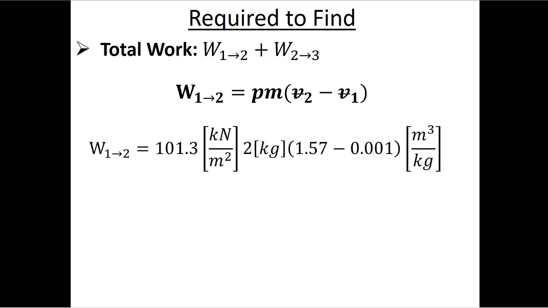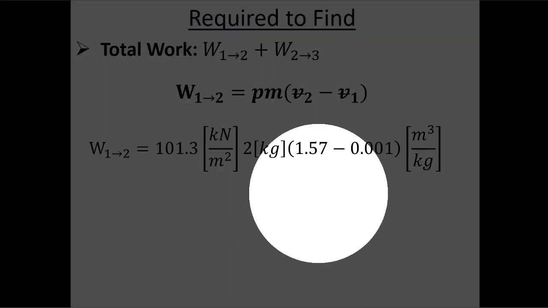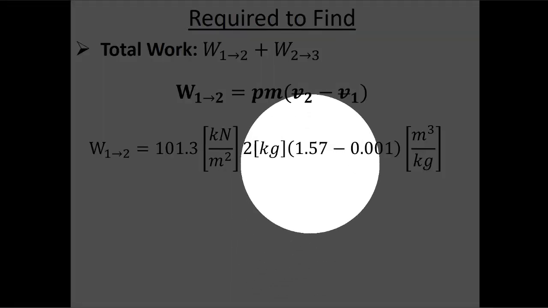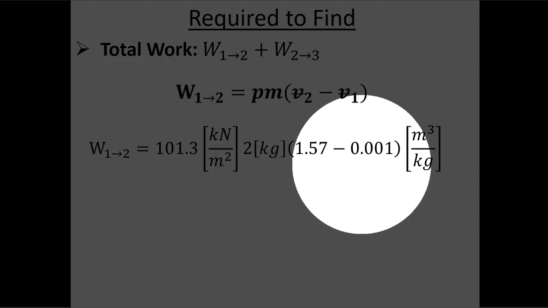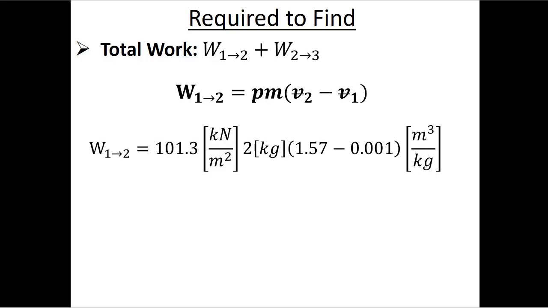So now I can put all this information that I know into my equation. I know my pressure is 101.3 kilopascals, or kilonewtons per meter squared, multiplied by 2 kilograms, that's my mass, multiplied by 1.57, that's my specific volume at 2, minus 1 over 1,000, that's my specific volume at 1, and the units of specific volume are meters cubed per kilogram. I'm tracking my units to make sure that I don't make mistakes here.